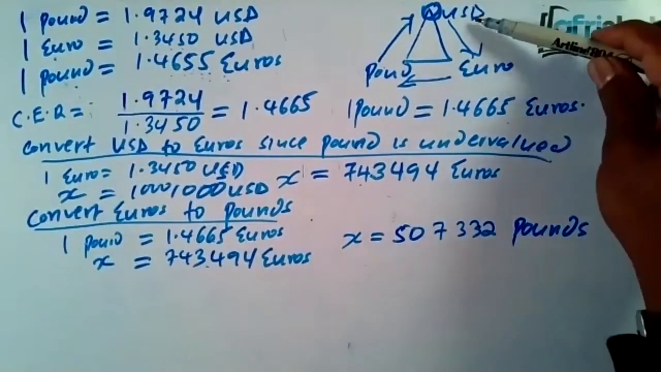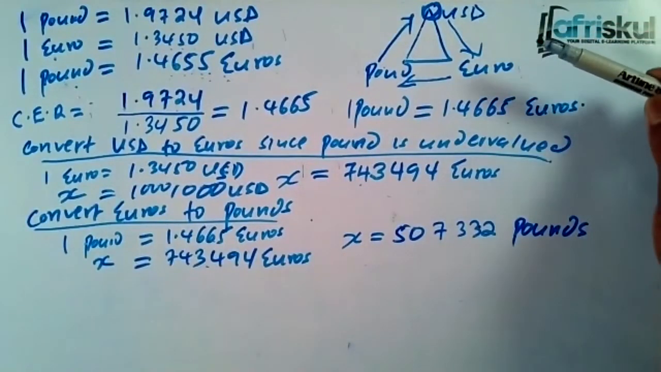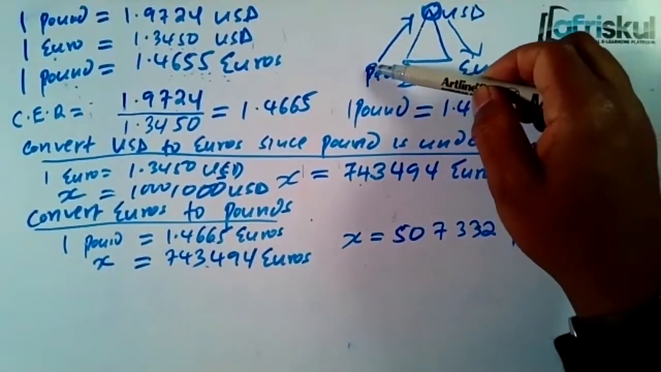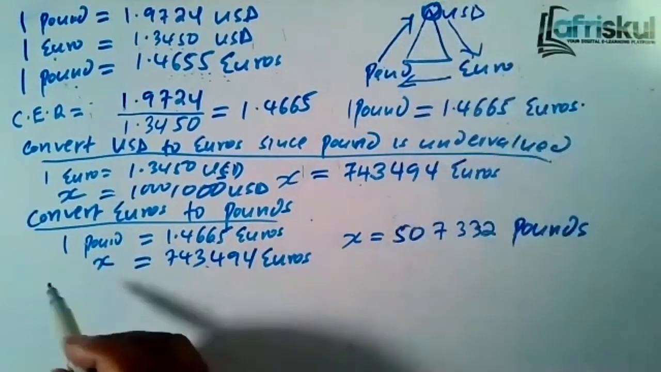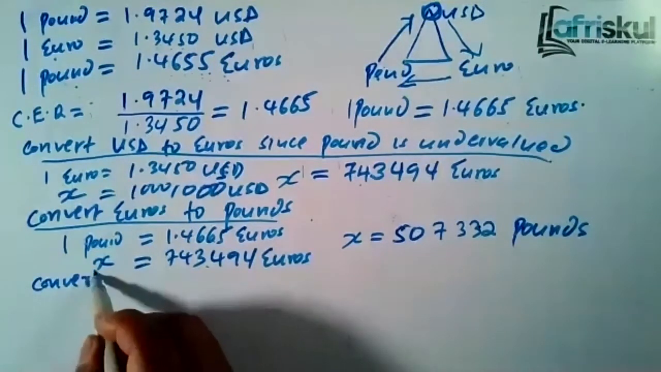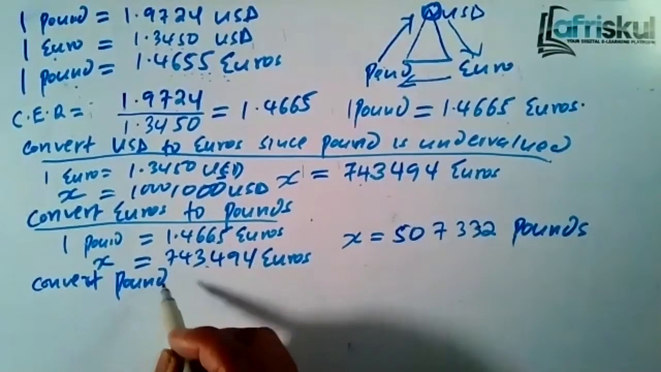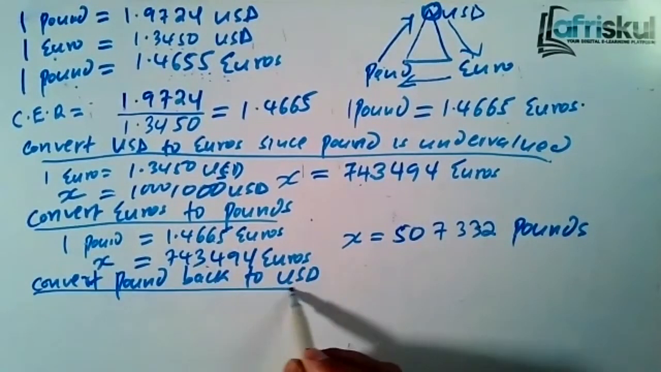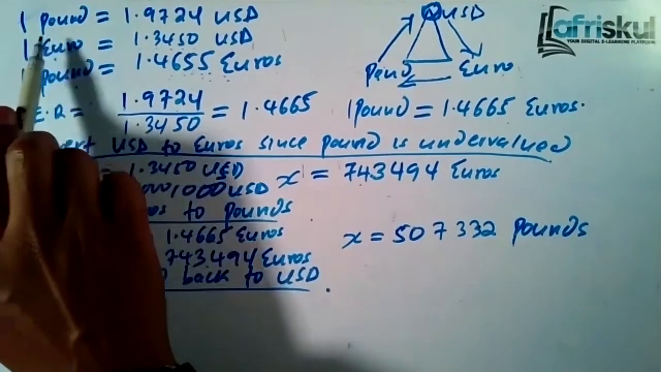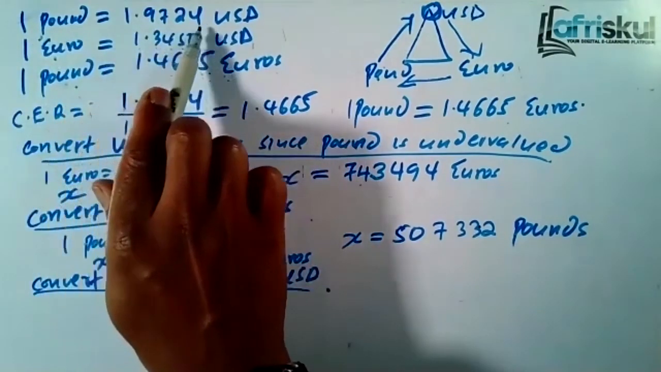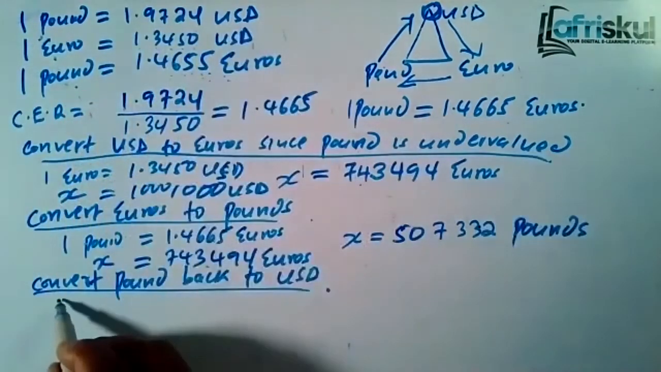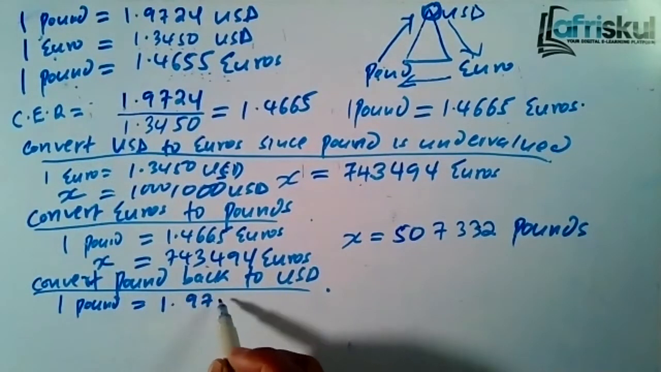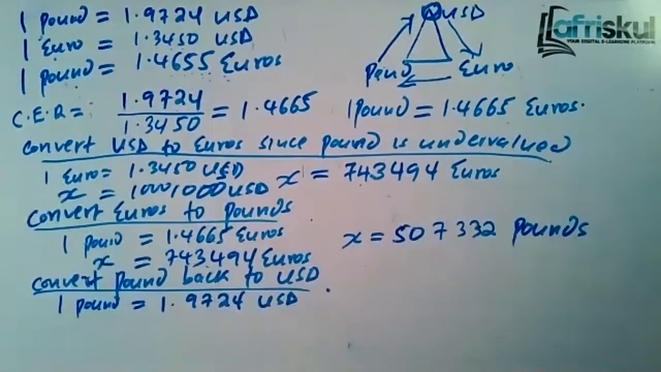Then you have converted US dollars into euros, and euros to pounds. Now you take pounds back to US dollars. So you convert pounds back to US dollars. 1 pound is equal to 1.9724 US dollars.